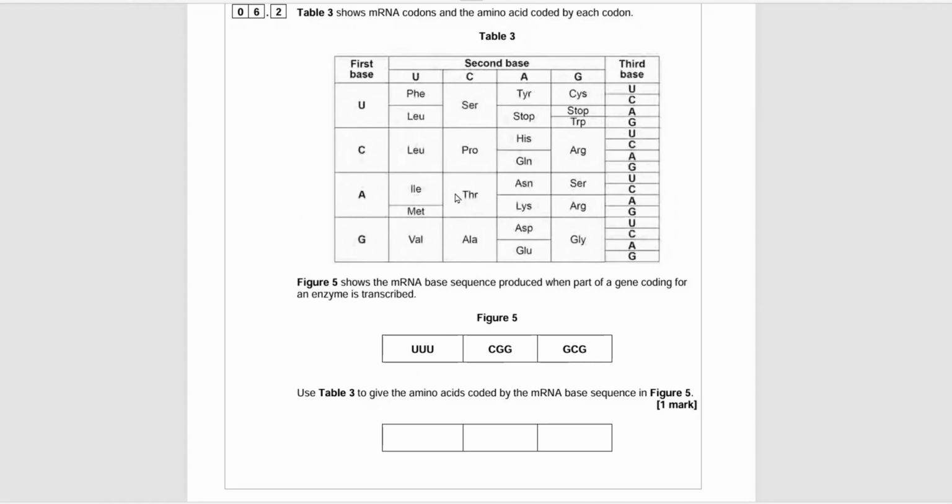Okay, so let's have a look. We've got UUU, CGG, and GCG, and we need to work out what these are and stick them in these blank boxes. Let's do it now, folks. Right, so looking at the first one, you're going to circle the first U. So it means that the amino acid is found in this row. And then we look at the second base, which is also U. So it has to be in this column. So it's got to be PHE or LEU. Now, we can see the U is there, and we're going to draw a line across. It has to be PHE because that third base is in line with that. So our first amino acid is PHE.